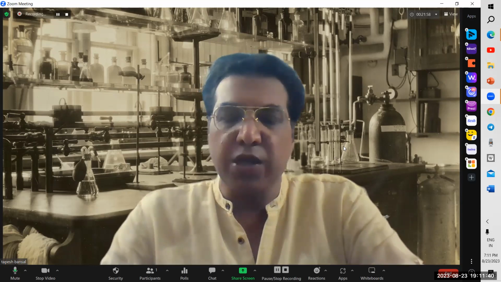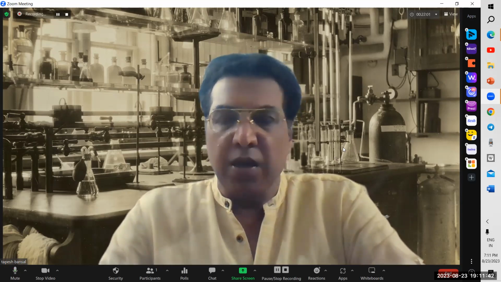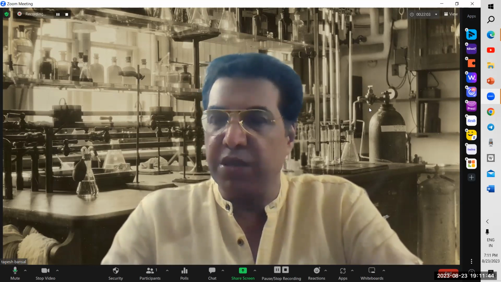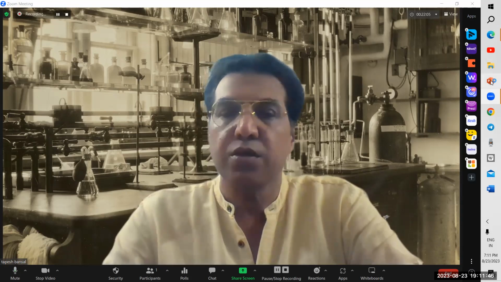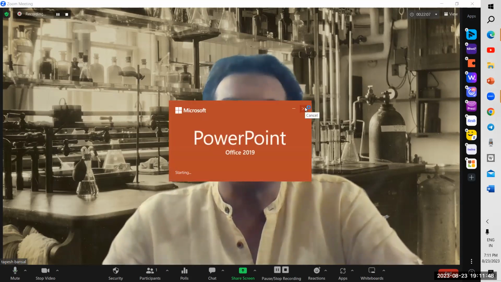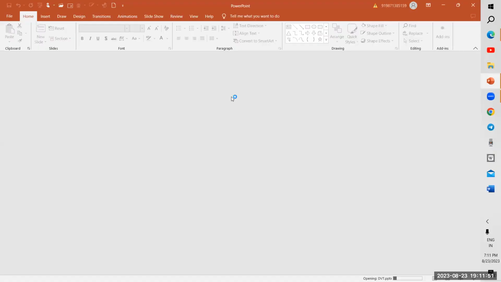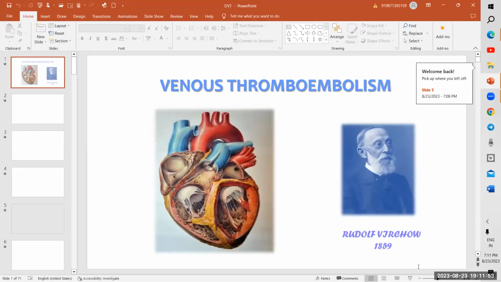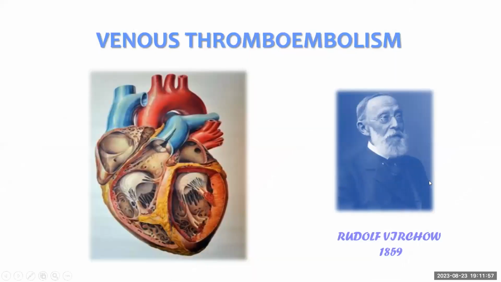So the topic today is pulmonary embolism, and we will just start. I'll share my screen. So this is Rudolf Virchow, who discovered or coined the term venous thromboembolism in the 1850s, and the classic Virchow's triad is named after him.